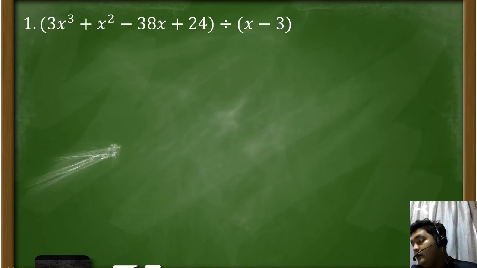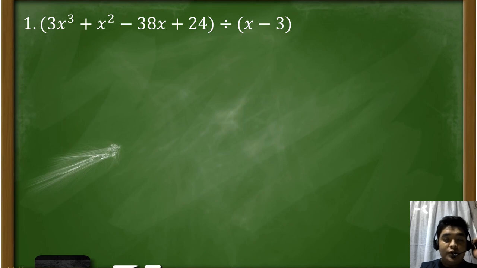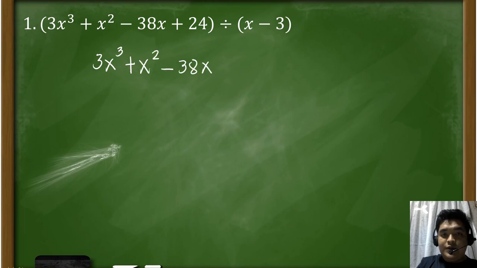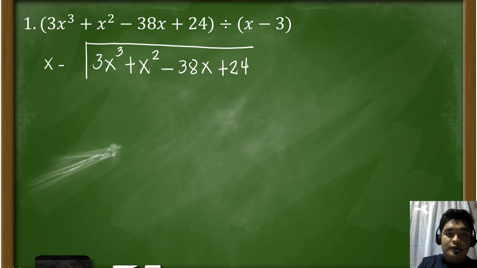Let's apply now the steps in dividing polynomials using long division. You have to arrange first the dividend and also the divisor so the powers are decreasing. It is the same as dividing whole numbers: 3x cubed plus x squared minus 38x plus 24 divided by x minus 3. Again, our exponents should be decreasing: 3, 2, 1, and a constant. If a term is lacking, you will just put 0. Again, the steps are divide, multiply, subtract, and bring down.